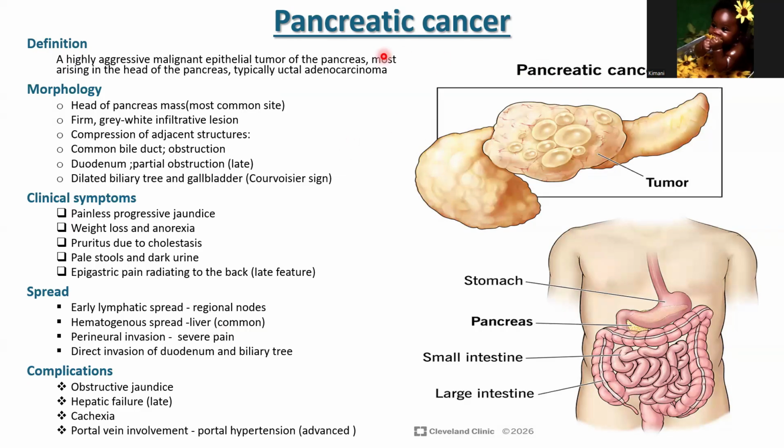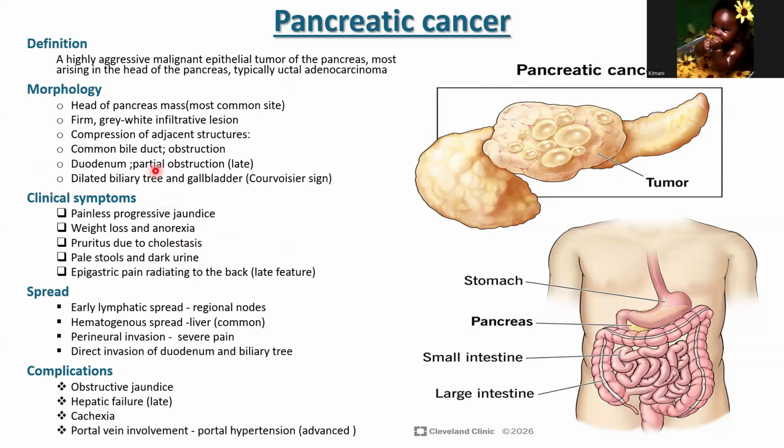Yeah, so those are the features of pancreatic cancer. It will present with a head of pancreas mass, which is the commonest sign, a firm gray-white infiltrative lesion, with compression of adjacent structures, such as the common bile duct leading to obstruction, and the duodenum leading to partial obstruction, and it can also lead to a dilated biliary tree and gallbladder, known as Courvoisier sign.